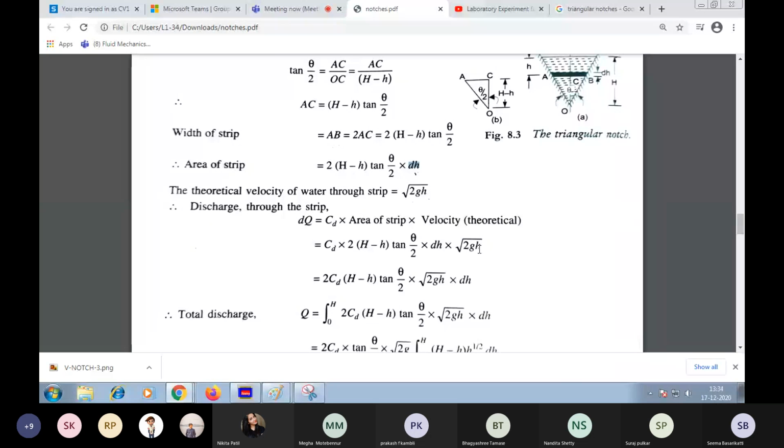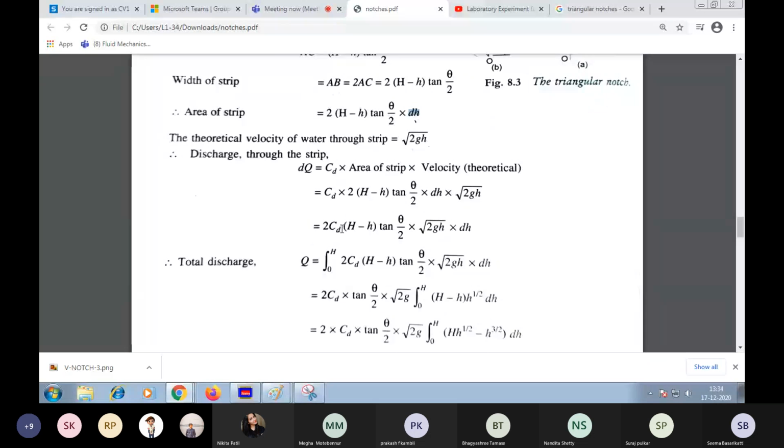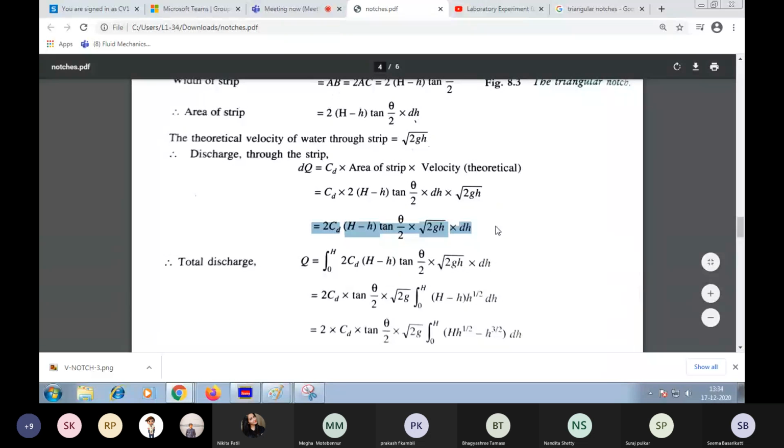So now take the constant terms outside. This is 2 times CD (h minus h tan θ/2) into square root of 2gh into dh. The total discharge is identified by integrating dQ. So this is the discharge only for this strip. We have not identified the discharge for the entire notch. We have identified only the discharge of a strip.